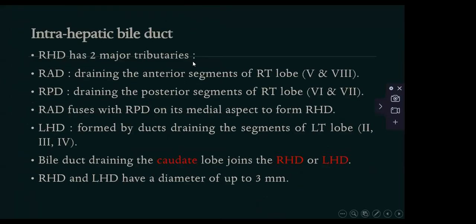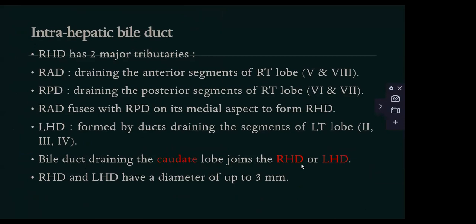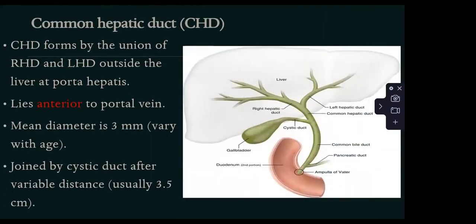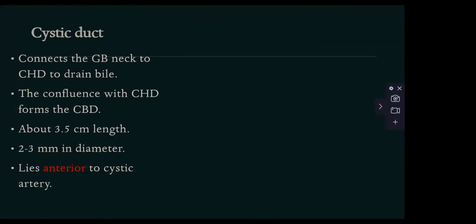The intrahepatic bile ducts have all been mentioned. It's worth saying that the bile duct draining the caudate lobe joins either the right or the left hepatic duct. It has no fixed drainage. The common hepatic duct, as we said, lies anterior to the portal vein. Its mean diameter is 3 millimeters. However, it varies with age and increases in diameter with increasing age.